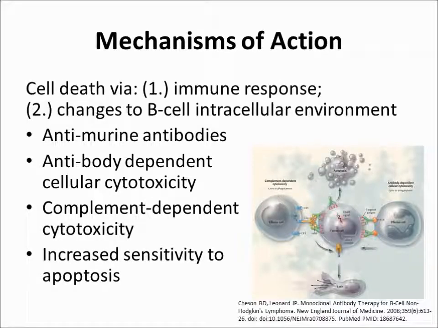Rituximab is thought to promote cell death in three ways, which can be categorized as A. Eliciting an immune response, and B. Changing the targeted B cell intracellular environment. The drug elicits an immune response comprised of anti-murine antibodies and direct cell death signaling. Within the cell, an increase in sensitivity to apoptosis means that cells become more sensitive to chemotherapeutic drugs.